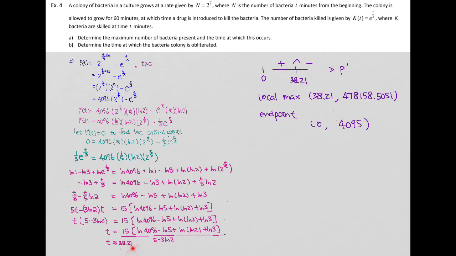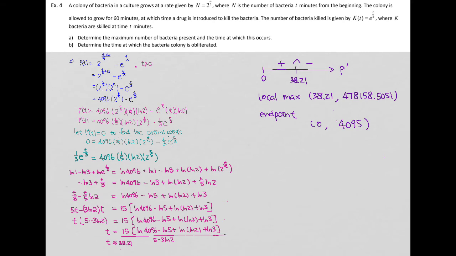After you have the critical point, put it back onto the number line for P prime to check the positive and negative intervals, to identify whether this is a maximum, minimum, or point of inflection. As you can see from this diagram here, this is going to be a local maximum. After that, you check the endpoints by substituting those two t values back into your population equation to see the populations. You will see those two values.